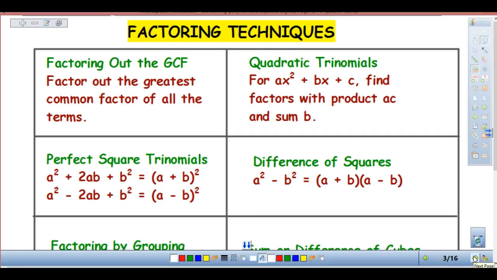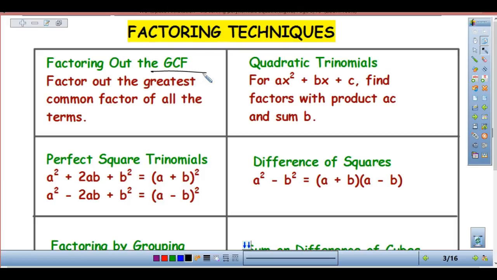So just a reminder, the factoring techniques that we have: the first thing that you need to do is factor out that greatest common factor. So look and see, do they have an x or a number variable that you can take out? If so, do that right away.